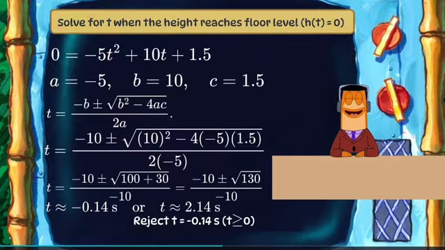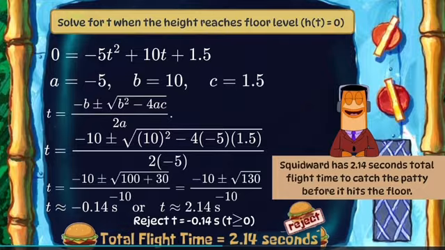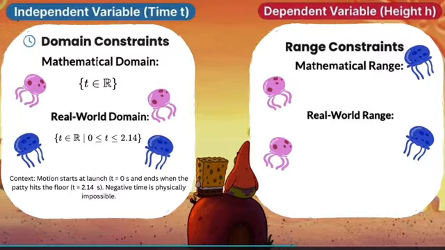In real-world physics, time starts at launch, t equals 0, so a negative time just doesn't make sense. We reject negative 0.14 seconds as an extraneous root. That leaves us with t equals 2.14 seconds, meaning Squidward has exactly 2.14 seconds to catch the patty before it hits the ground. For our independent variable, time t, the mathematical domain is all real numbers, but our real-world domain is restricted to 0 to 2.14 seconds from launch until it hits the floor, since negative time is impossible.